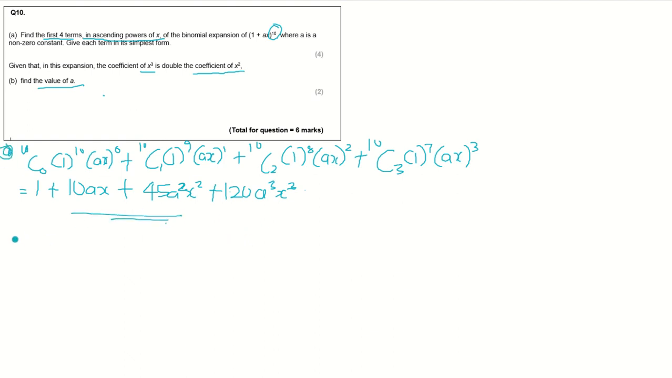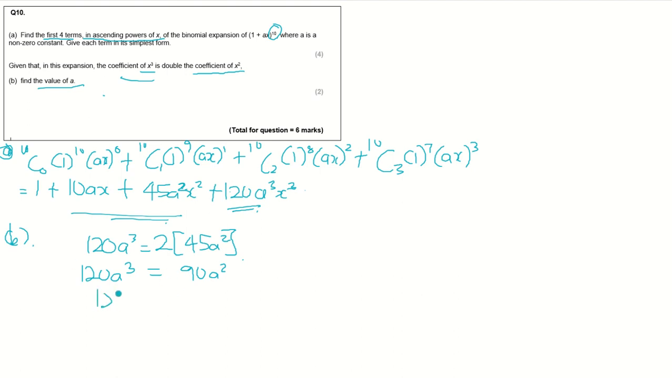Okay, that's part A. And for part B, given that in the expansion the coefficient of x cubed is double the coefficient of x squared, you just take the coefficient. You don't worry about the x cubed. So the coefficient of x cubed, 120 a cubed, is double the coefficient of x squared, so 2 times 45 a squared. This is what it meant. So 2 times 45 is 90 a squared equals 120 a cubed. Okay, so if I bring that over, you have 120 a cubed minus 90 a squared equals 0.